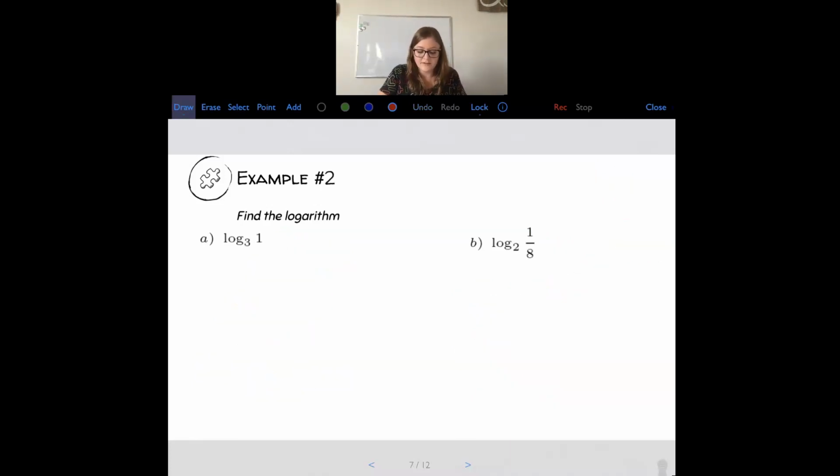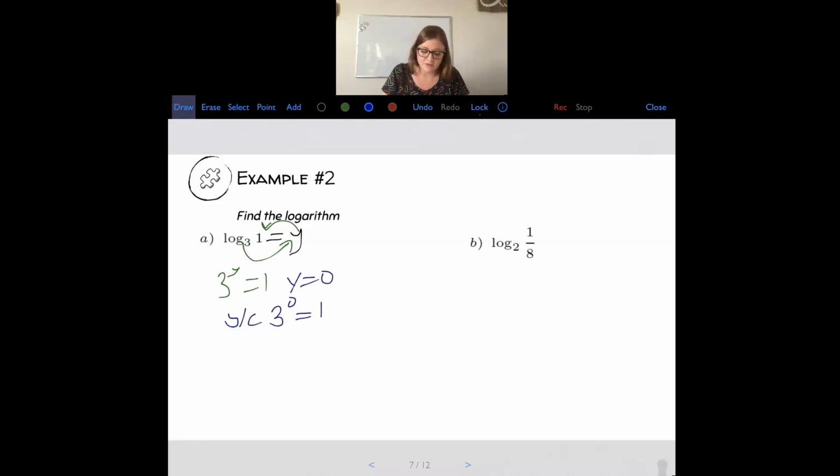Example number 2, find the logarithm. Part A, we have log base 3 of 1, and we have this equal to y. So we have 3 to the power of y is equal to 1. Now, what could we raise 3 to in order to get 1? Remember that anything to the 0 power is 1. So in this case, y is equal to 0, and that's because 3 to the 0 is 1.